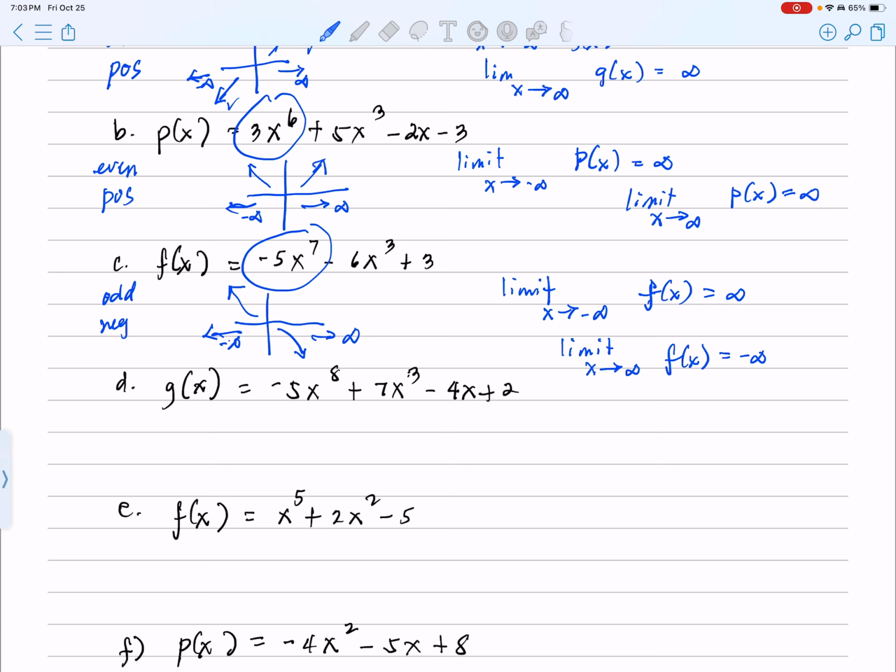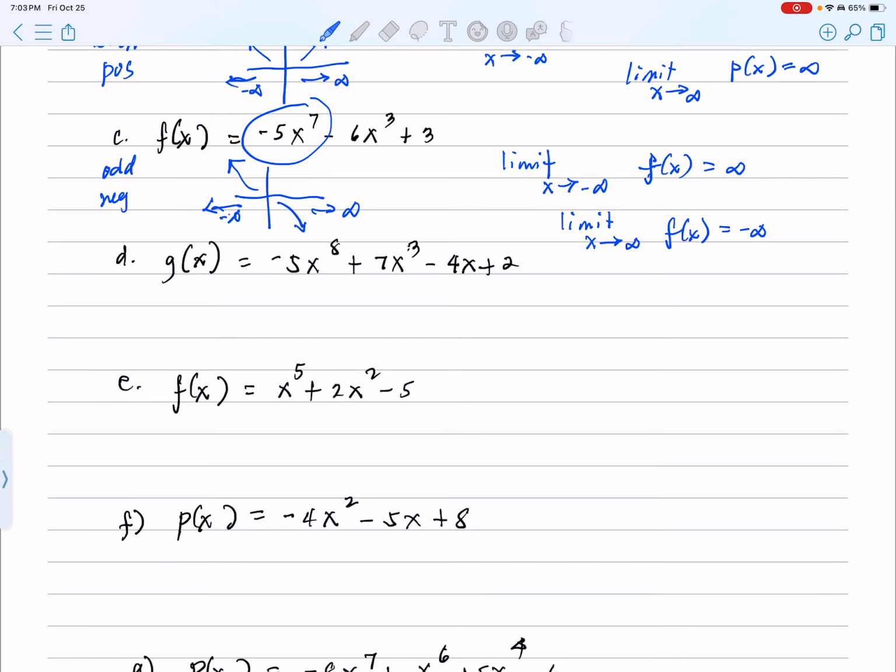Okay? Let's do letter D. G of x is equal to negative 5x to the 8 plus 7x cubed minus 4x plus 2. Okay, the leading term. So the leading term has an even degree.